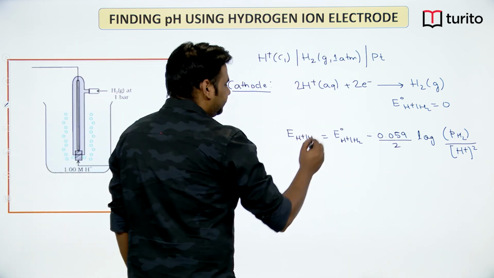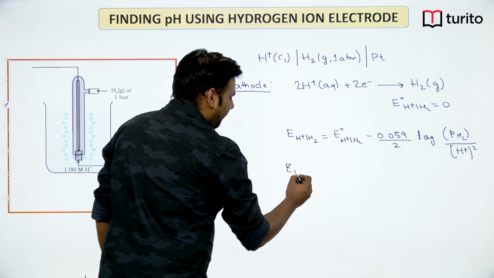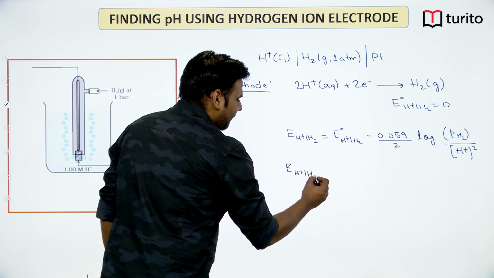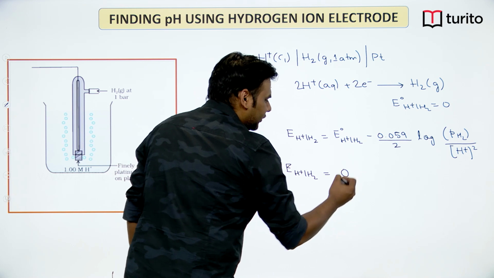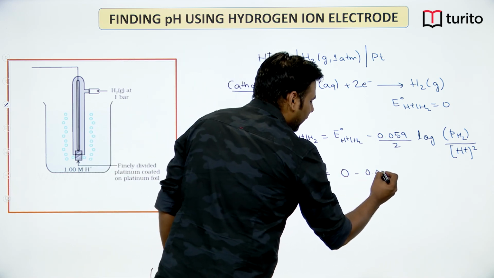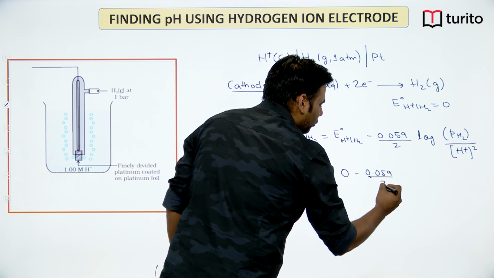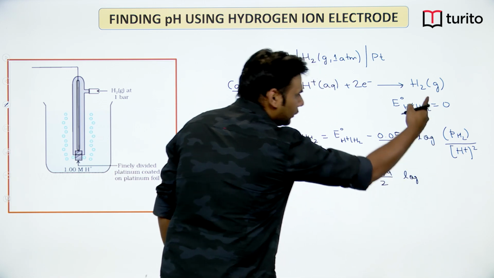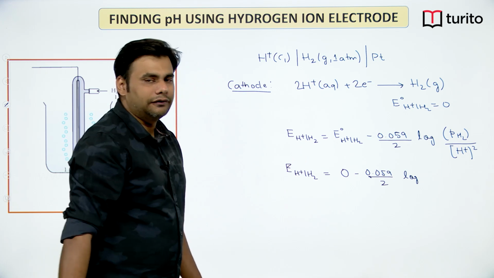So we know that E naught of this cell is 0. So this is 0 minus 0.059 upon 2 log of pressure. We also know the pressure of hydrogen is given as 1 atm.